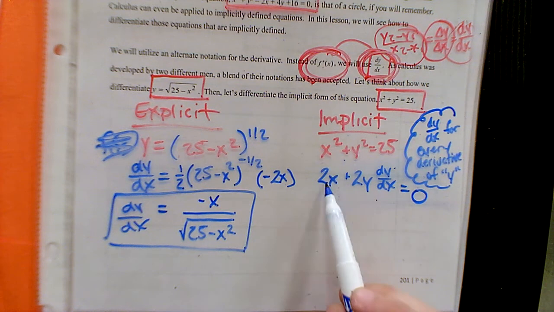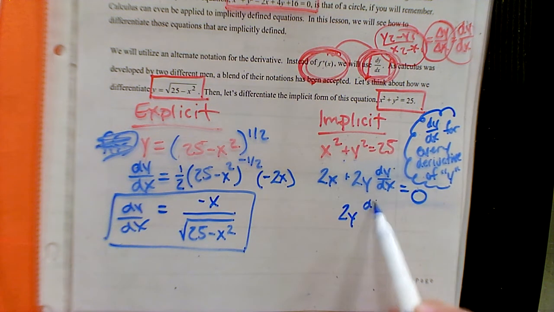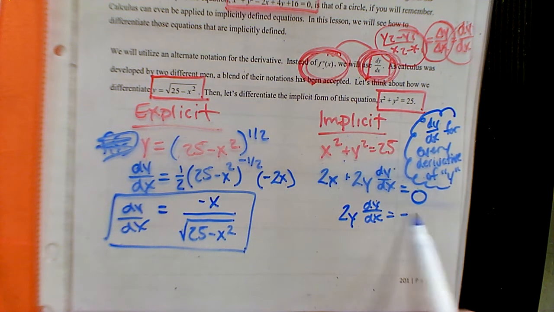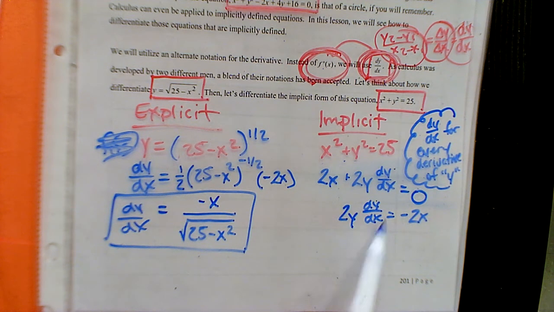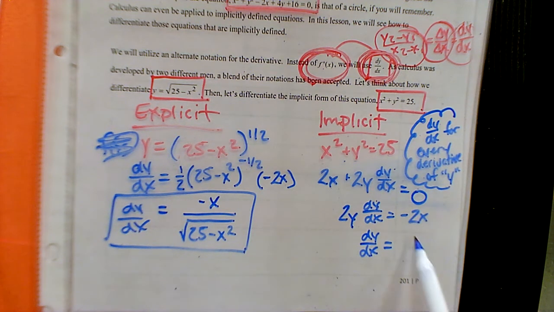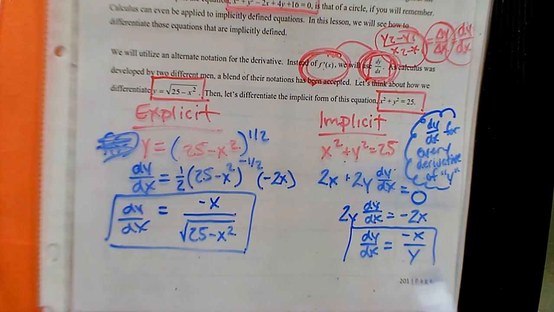You could subtract 2x and get 2y dy over dx equals negative 2x. And then what else do you want to do to get this dy over dx all by itself? Divide by 2y, which could just become negative x over y. The 2's would cancel and we would have a negative x over y. There's our final derivative.